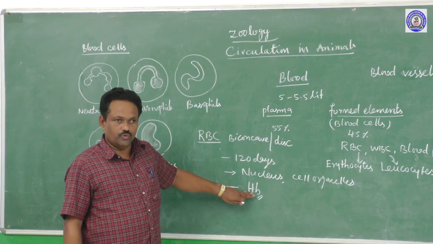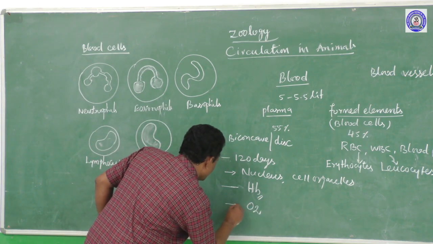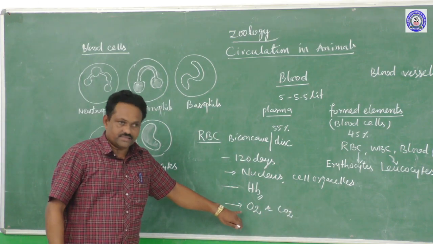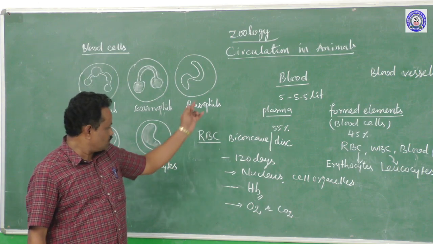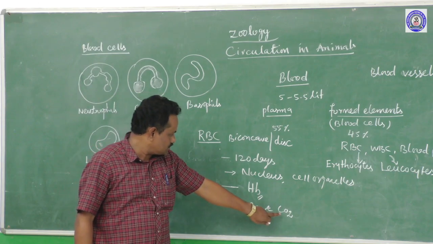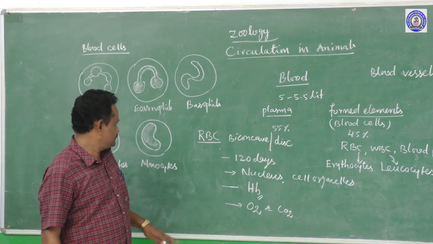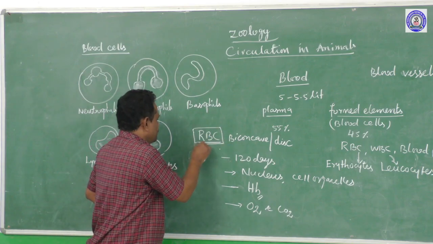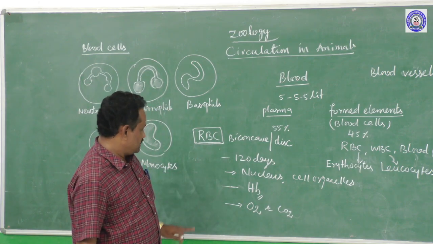The main function of the hemoglobin is to transport oxygen and carbon dioxide. It carries the oxygen from the lungs and transports it to the various parts of the body. And after the oxidation process, carbon dioxide produced in the cells and tissues is carried back to the lungs for expiration. So the RBC cells are very important for the oxidation process, that means to carry carbon dioxide and oxygen.